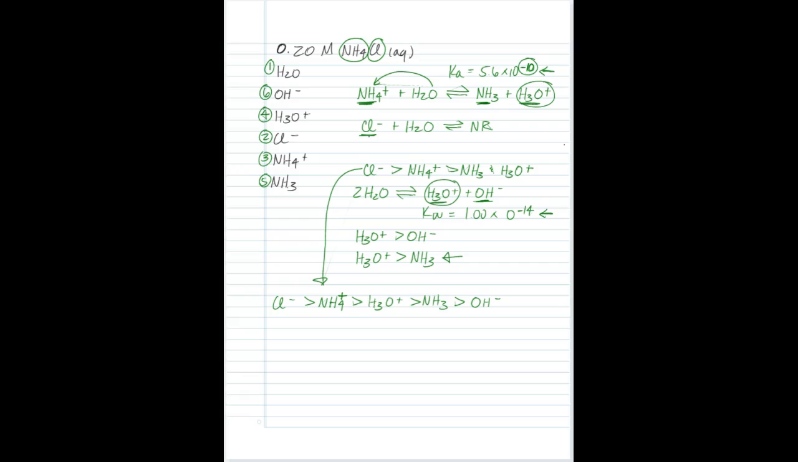So you've got to put all these pieces together. You need to look up Kas when you have two reactions where you don't know which one is going to be going to the right.